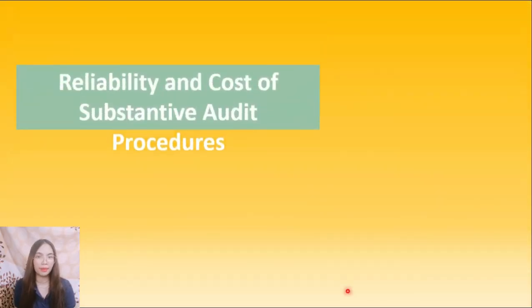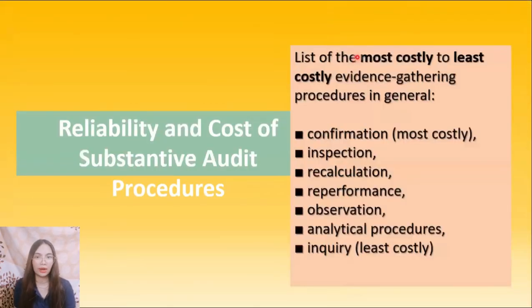Second list I state here is the list of the most costly to the least costly evidence gathering procedures in general also. Number 1 in the list, confirmation, which is most costly, just like I mentioned earlier. Next, inspection. Third, recalculation. Fourth, performance, observation, analytical procedures, and lastly, the least costly will be the inquiry. That's the end of the chapter 10, Substantive Testing and Evidence.